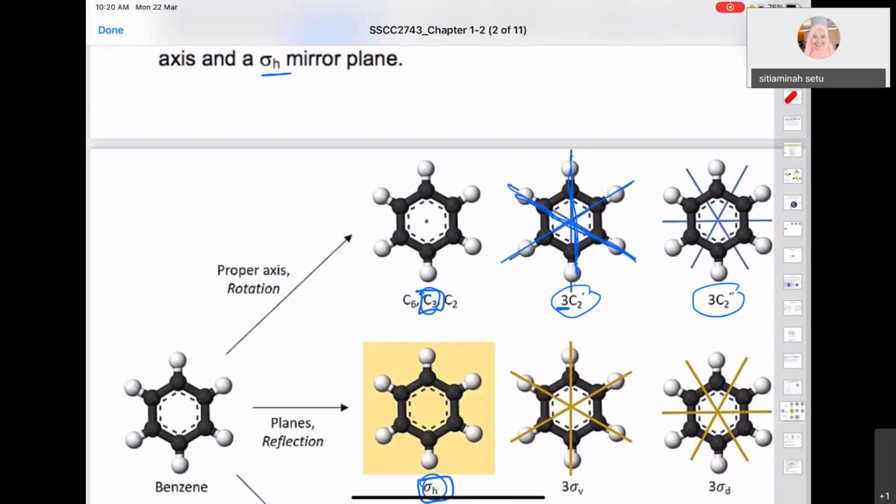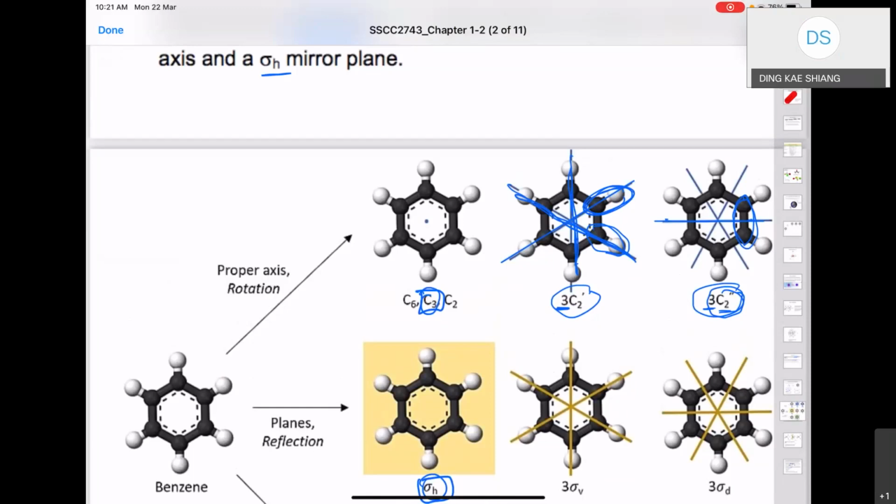Okay, tapi kalau C2 double prime, dia berbeza. Kenapa dia C2 double prime? Sebab dia di antara C dengan C. Yang ini masih lagi C dengan H, betul tak? CH. Ni pun CH. Yang ini adalah C dengan C ni. So that's why kita bezakan dia dengan C2 double prime, tapi dia ada 3 axis, so kita letak 3 kat depan dia.